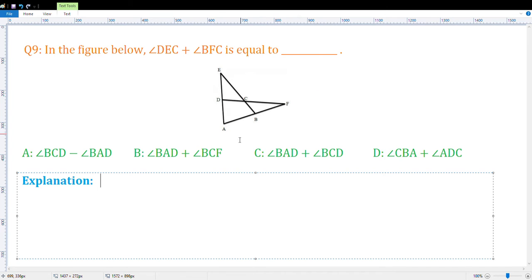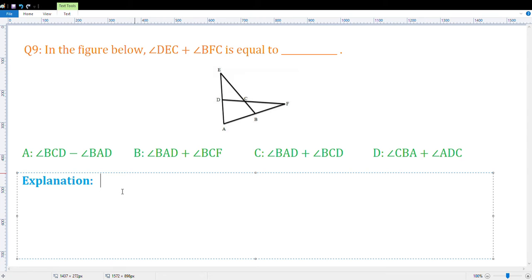Hello friends, in this video we will learn to solve an aptitude question. In the figure below, angle BEC plus angle BFC is equal to blank. This is a diagram. Here is a list of answers. We need to find which answer is the best suitable to this blank. Here is the explanation to solve this question.